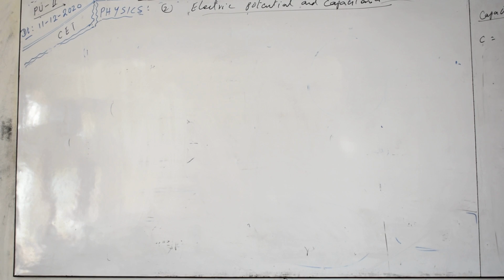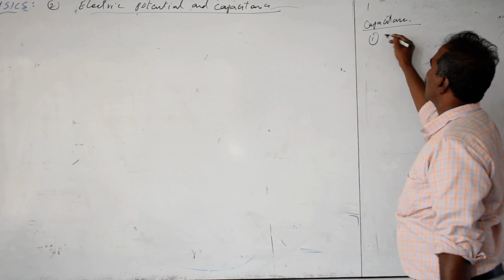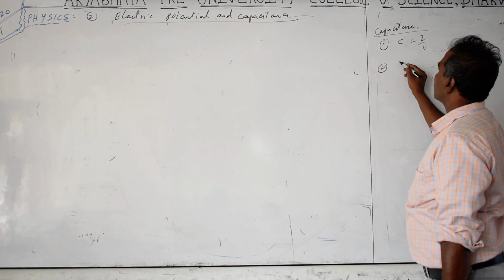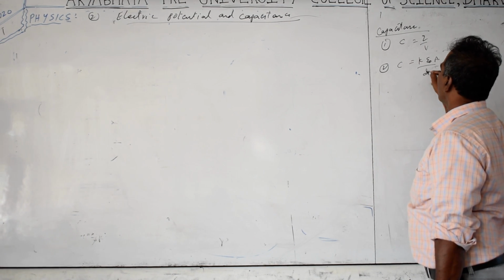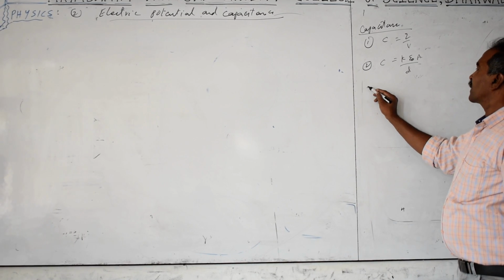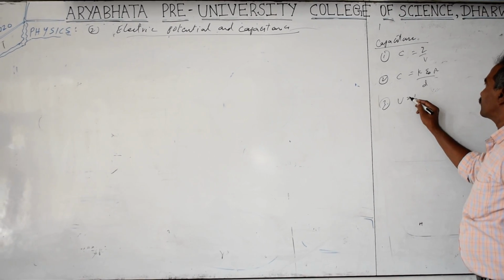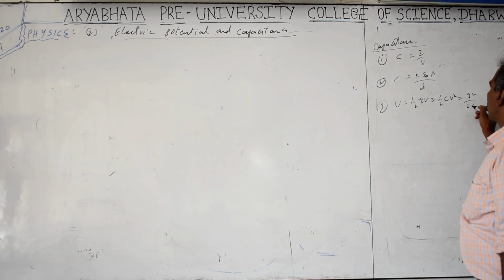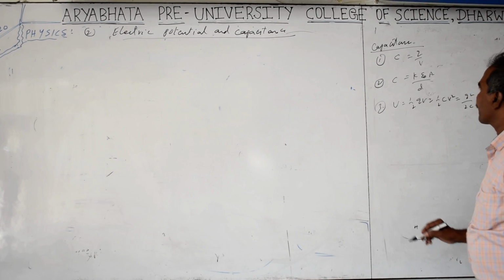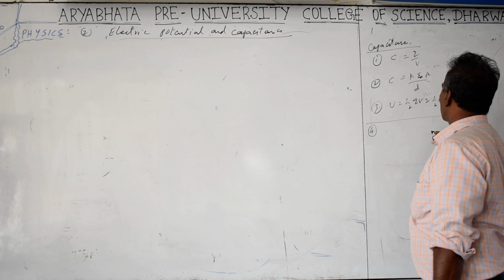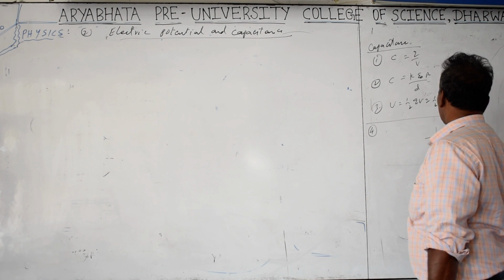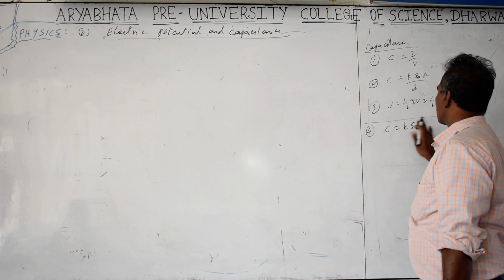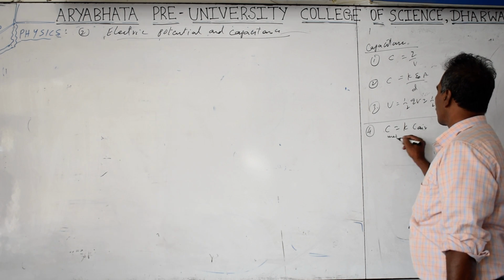We have C equals Q by V, the basic formula. For a parallel plate capacitor, C equals K into epsilon naught A by d. And the energy formula is equal to half QV, equal to half CV square, equal to Q square by 2C. Next, the field is taken between the capacitor, completely filled with liquid or partially filled. Complete filling means C equals K epsilon naught A by d, with K the medium. This is completely filled.